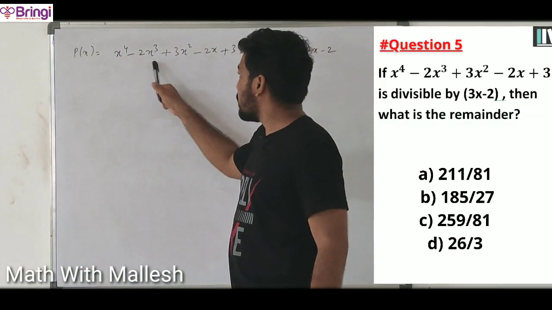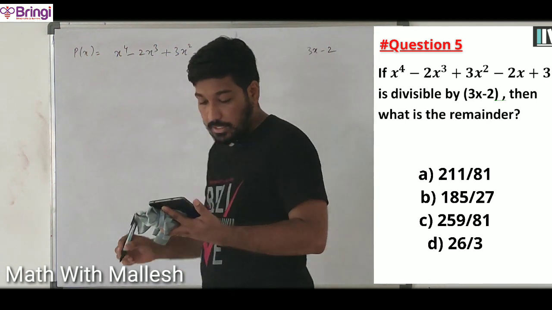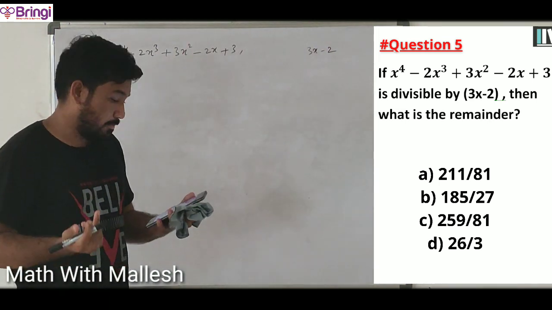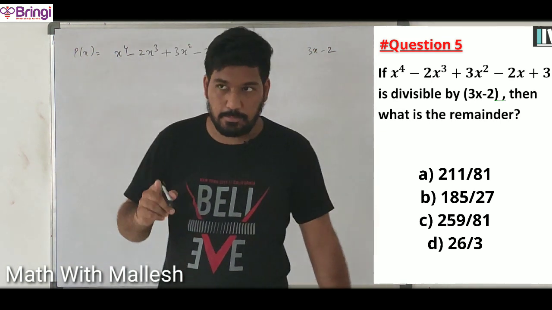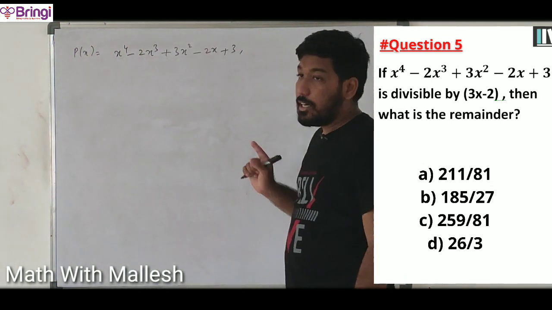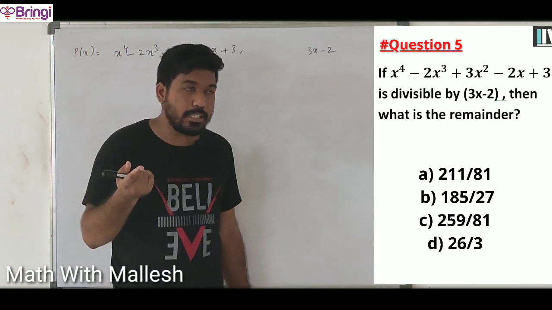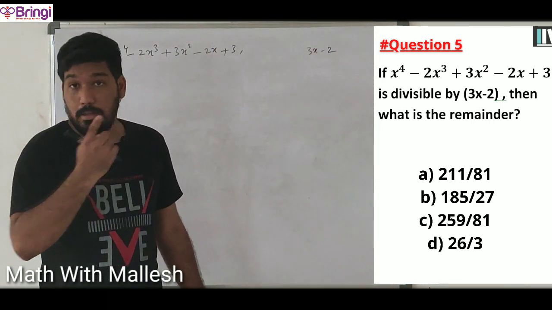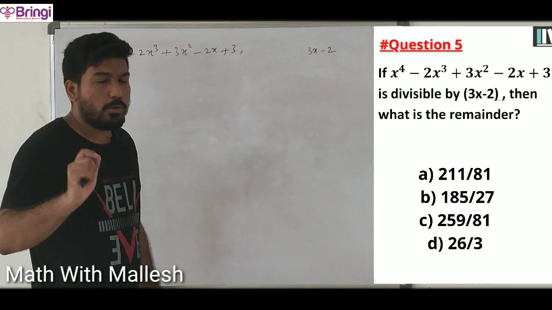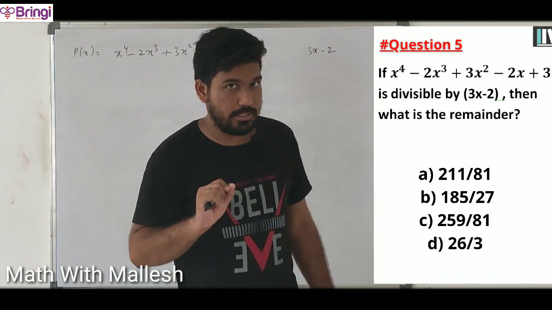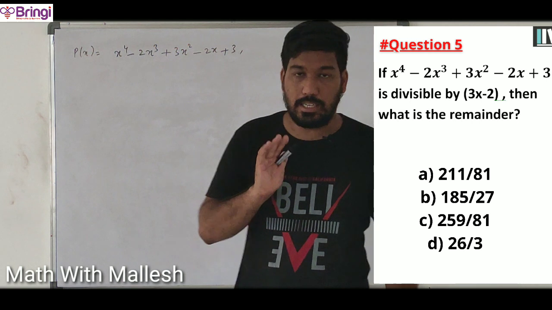x cube minus 2x cube plus 3x square minus 2x plus 3, if divided by 3x minus 2, then what is the remainder? Mark my words, the remainder model is very important for your examination. Mostly they ask it in prelims exams, and sometimes in mains exams also, and this is a very easy model, but you need to do a quick calculation, and I am going to tell you how to do the quick calculation.